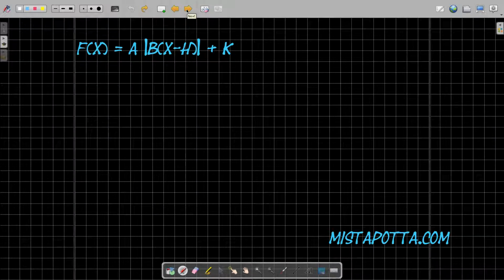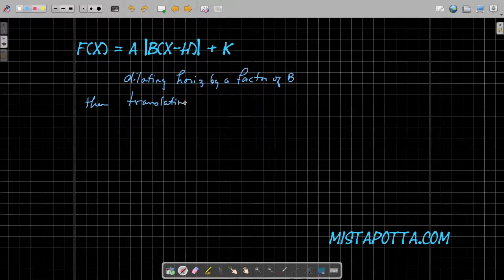The other thing that we need to really understand about this is that I can do all of the transformations that we talked about in the previous videos to this absolute value function. So when I have something like a times the absolute value of b times the expression x minus h, plus k, what I'm really saying is that we're dilating horizontally by a factor of b, then translating horizontally by h units.